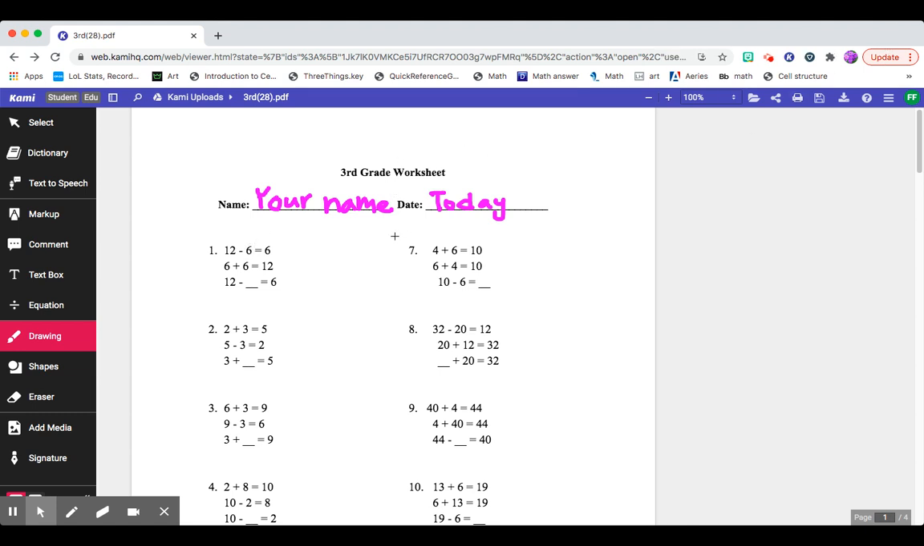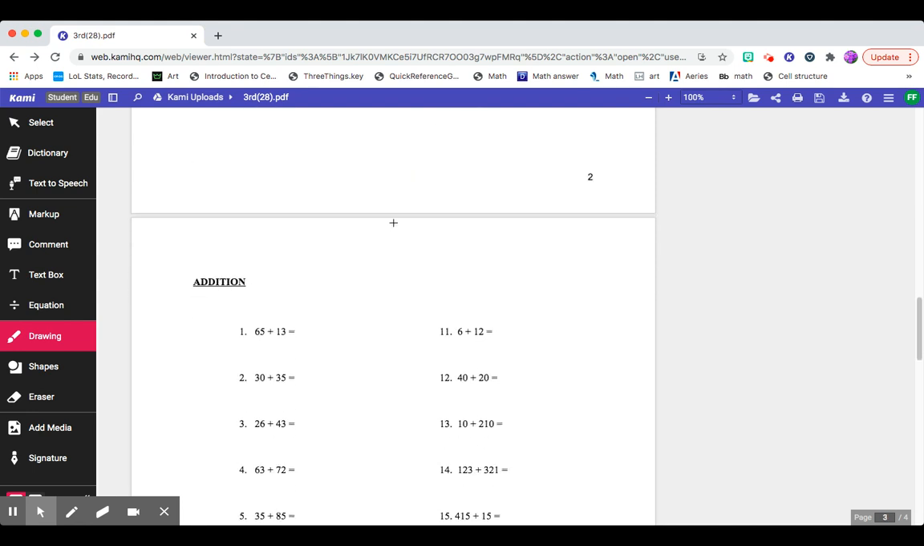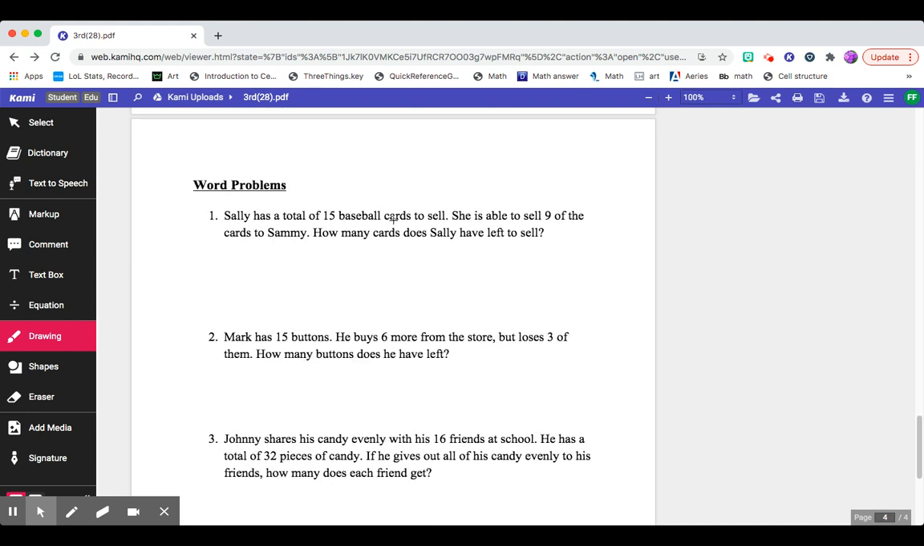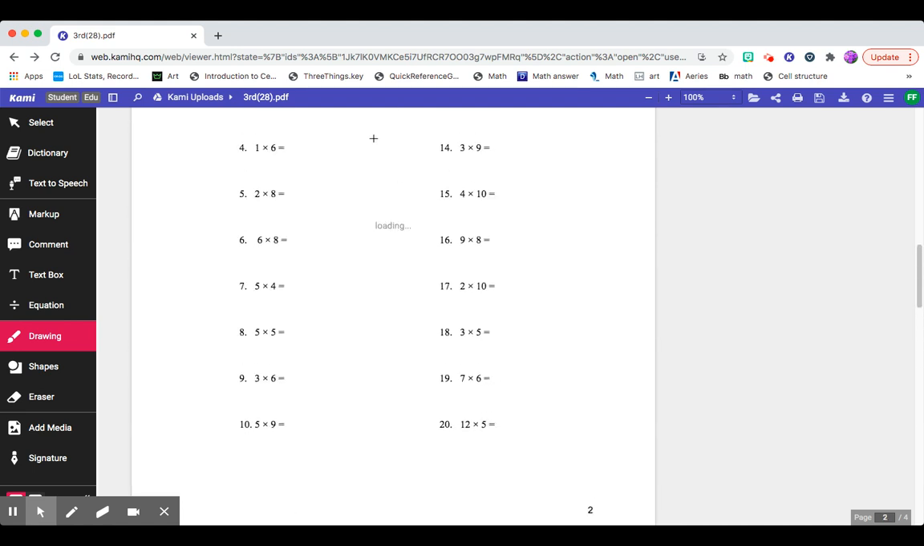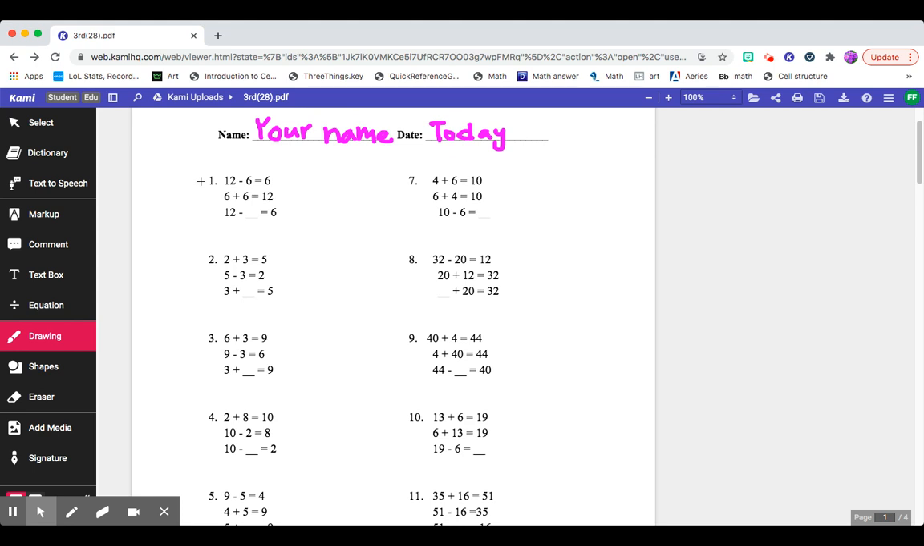Today we're going to learn about different formulas and multiplication, addition, and a few of the word problems, okay? Let's get started. So let's see the first formulas. On the top, write your name and today's date, okay? Let's do number 1. 12 minus 6 equals 6.